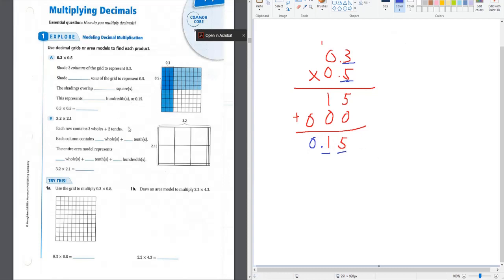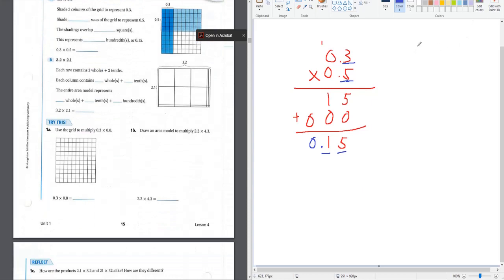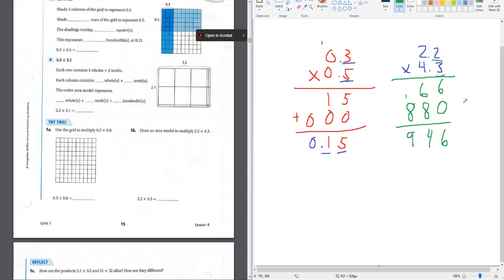Okay, let's try another one. 2.2 times 4.3. So I'm going to multiply it out. 3 times 2 is 6. Again, kind of just ignore the decimals for now. 3 times 2 is 6 also. Put a 0 for the new row. 4 times 2 is 8. Another 4 times 2 is 8. Add them down, so that's 6. 14, carry the 1. 9. There are 2 decimals in my problem, so there will be 2 decimals in my answer.